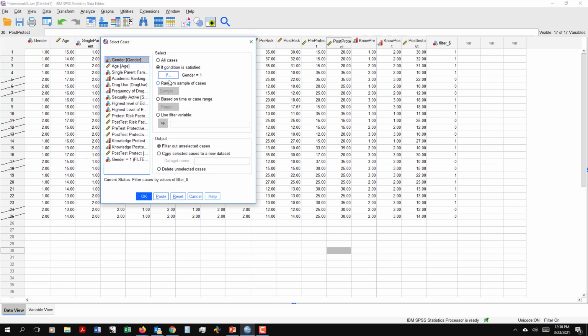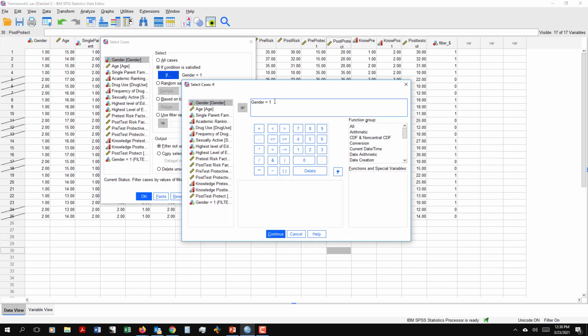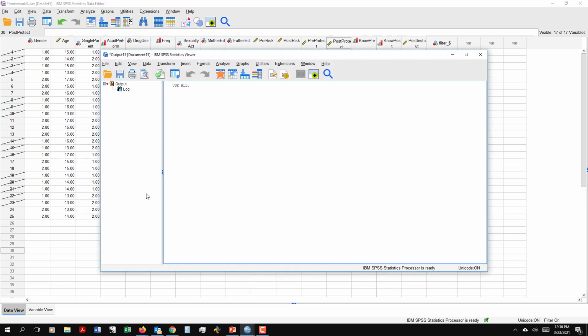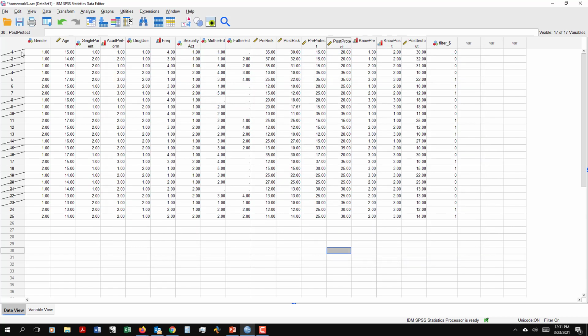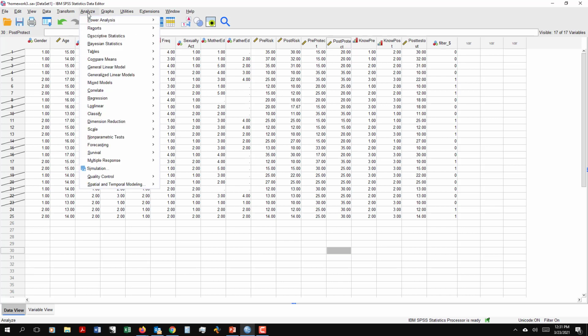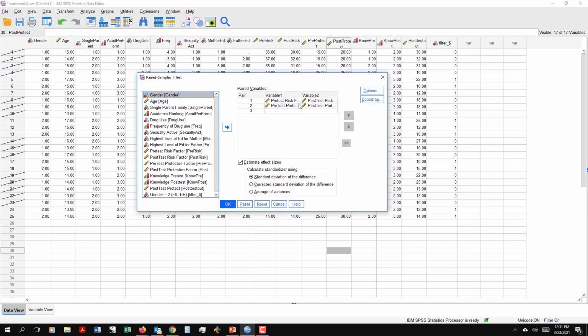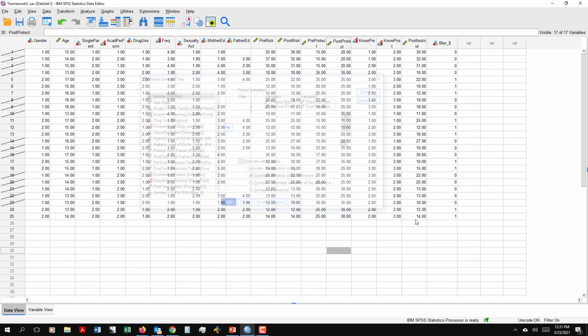So I'm going to say select cases, and I'm going to change my gender to 2 because I want it to just select all the boys. So now it filters out all the girls, and it's only going to run just the boys. So I'm going to go to Analyze, and I'm going to go to Compare Means. Everything's still in there, except now when it runs it, it's only going to look at the boys.